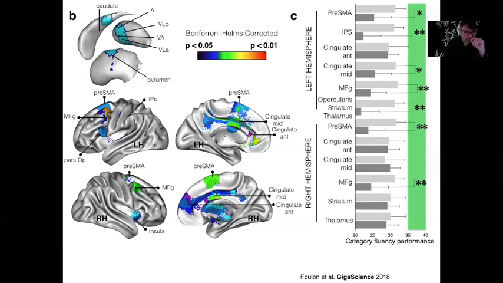So we're going to do it in two times. I want you to pay particular attention to the subcortical regions on the top left, the caudate, the putamen, and the thalamus.